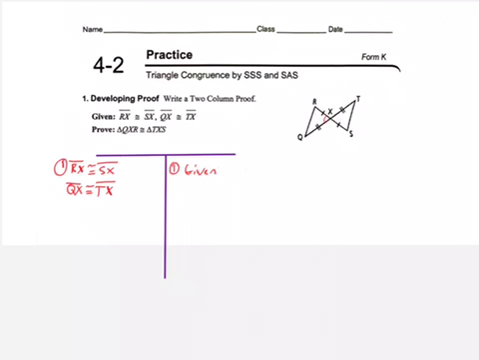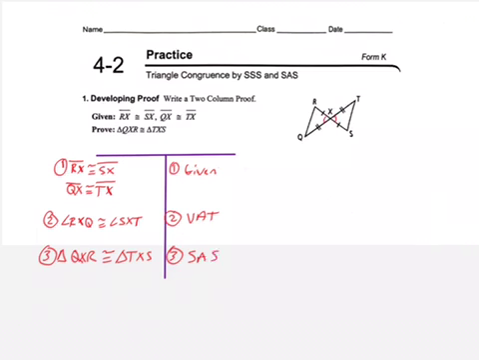Well, I recognize vertical angles here and here. So my next step is going to be that angle RXQ is congruent to angle SXT by the vertical angle theorem, or VAT. Now that I've done that, I have enough information to show that the two triangles QXR and TXS are congruent by side angle side triangle congruence.